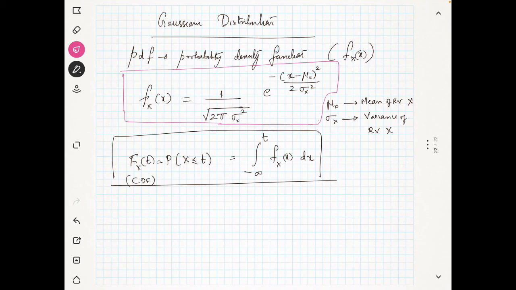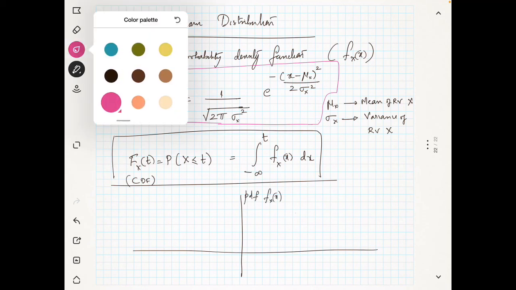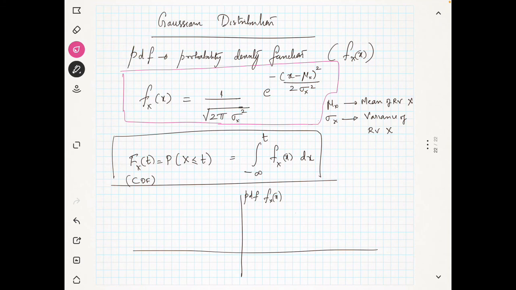So we will see what is the shape of this small f_X, the PDF. We will talk about the PDF, small f_X(x). It has a shape something like this. It has a bell shape, you know a bell, right? So this is the shape of this PDF, the shape of this graph.